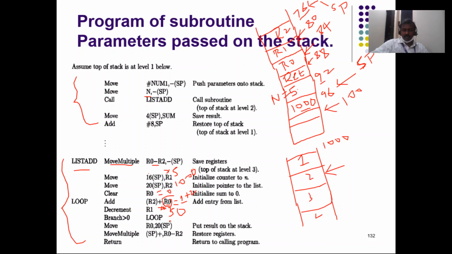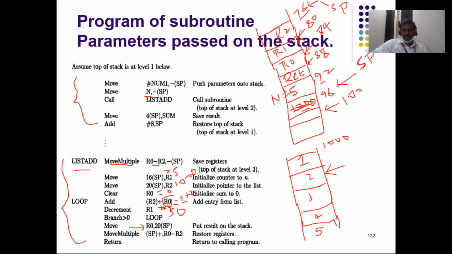Then move R0 comma 20 comma SP. R0 is the cumulative sum of all these numbers. If it is 1, 2, 3, 4, 5, then 5 plus 4 is 9, 9 plus 3 is 12, 12 plus 2 is 14, 14 plus 1 is 15. So we are moving that result, available in R0, to 20 SP. And 20 SP is nothing but this location.